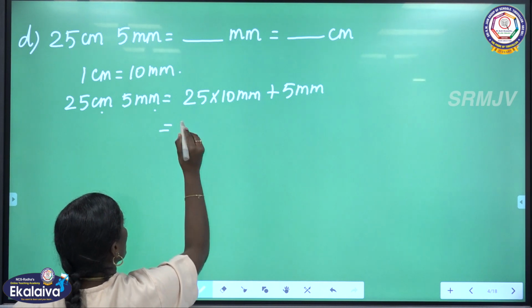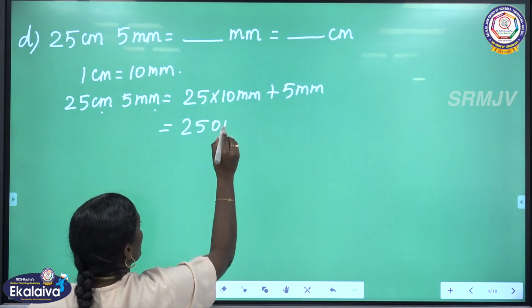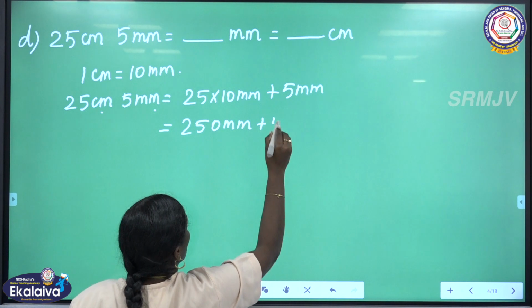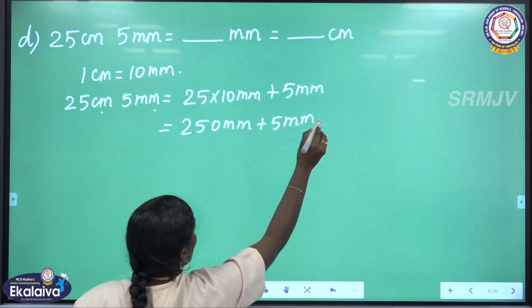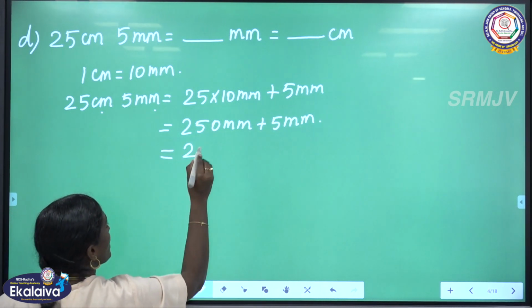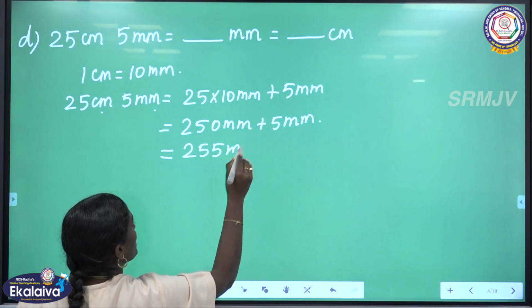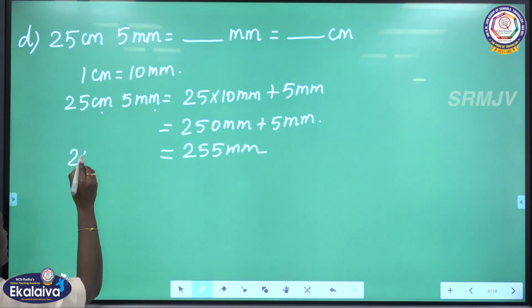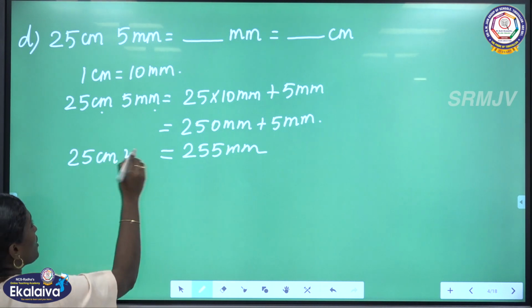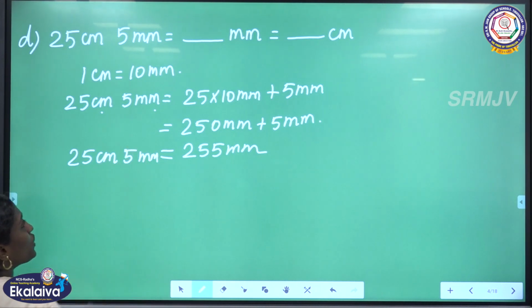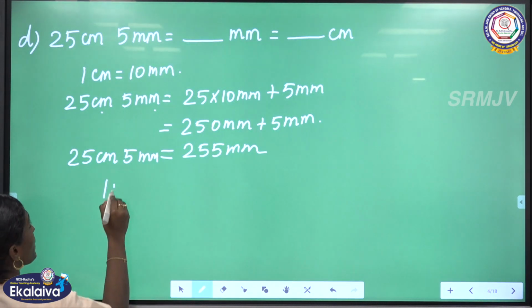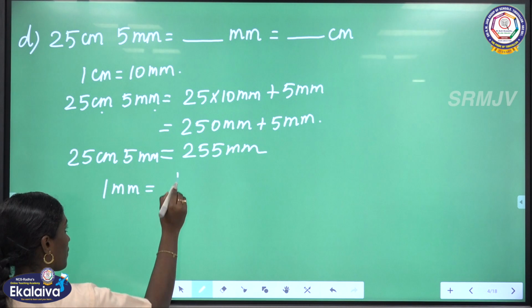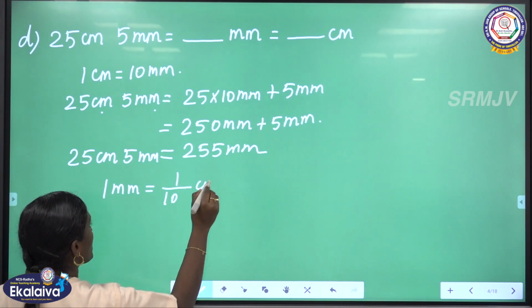Then 25 into 10 is 250 millimeter plus 5 millimeter. 250 plus 5 will get 255 millimeter. So 25 centimeter and 5 millimeter is equal to 255 millimeter. Now we are going to convert millimeter to centimeter, so we have to use division.